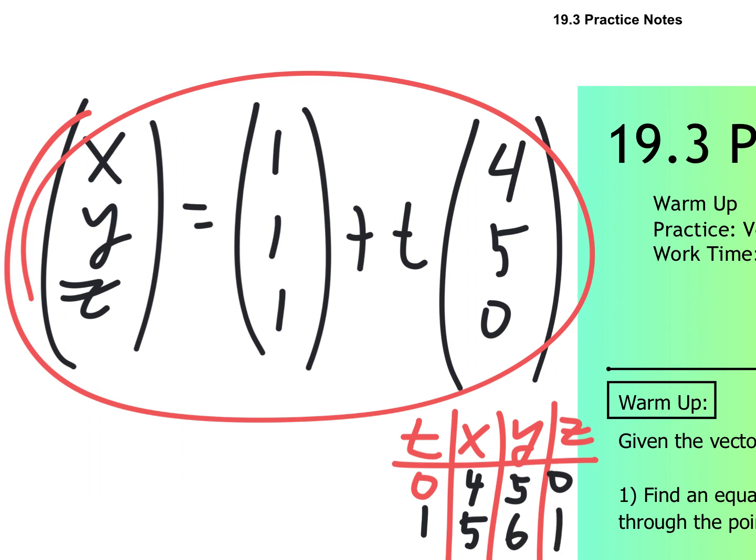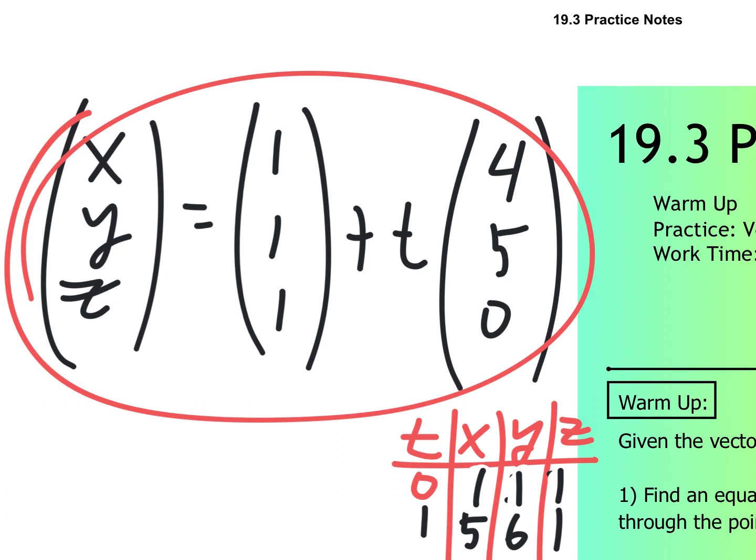You put in 0 and you get 450, which is... No, you don't. You put in 0, you get 111. And you put in 1 and you get 5, 6, 1. I think I've got it right now. Raise your hand if you agree.